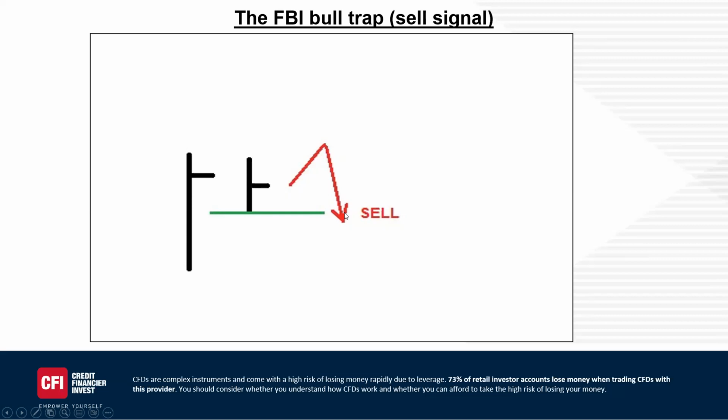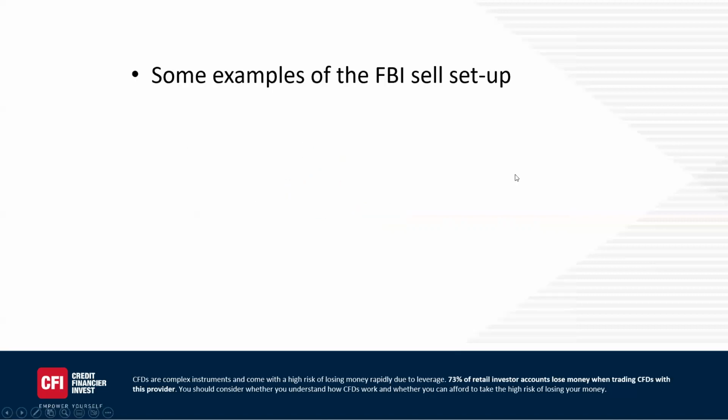Now, the trap is formed when we break through this green line. So we've had break and retrace. That's where the sell signal kicks in. Break of the high, break of the low, that's it, sell. Simple as that. So let me show you some examples of how the FBI works. These are examples on various markets, various time frames.